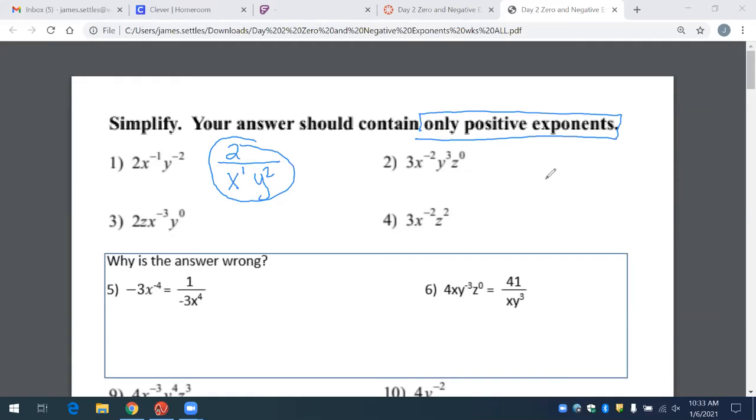Okay, all right, so number 2, draw a fraction bar. We're going to go to each individual thing and we're going to decide, does it stay on top? It's already on top right now. Does it stay on top or is it going to flip to the bottom? So this 3 right here, does it have an exponent? No. It doesn't have an exponent, so it's going to stay where it's at. It's going to stay on top.